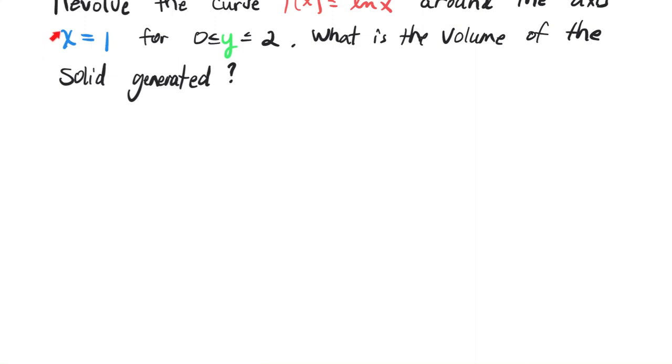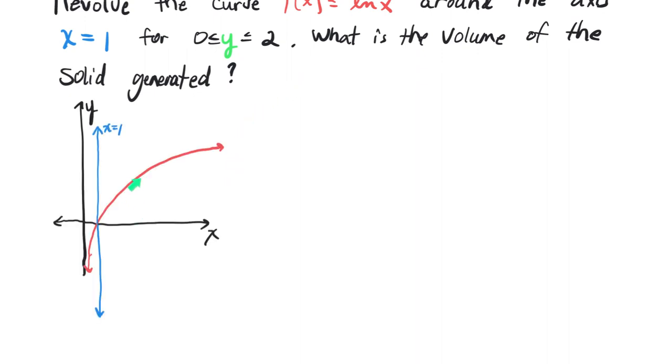I'm going to go over this problem again since I messed it up so royally in class. All right, we're going to revolve this curve around the axis x equals 1 for values of y going from 0 to 2. What is the volume of the solid generated? So we're revolving this curve around the line x equals 1.